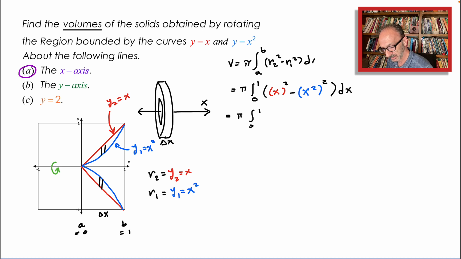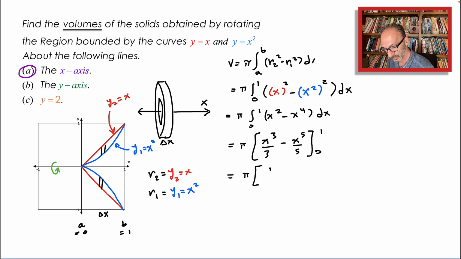Pi times the integration from 0 to 1 of x squared minus x to the 4th dx. Then after that it's all going to be regular steps of integration. Pi times x cubed over 3 minus x to the fifth over 5 from 0 to 1. Pi times 1 over 3 minus 1 over 5 minus 0, of course. We have the common denominator, which is 15, and on top is going to be 5 minus 3, which is 2, minus 0. So the final answer is 2 over 15 pi, and that should do it. That's for part A.